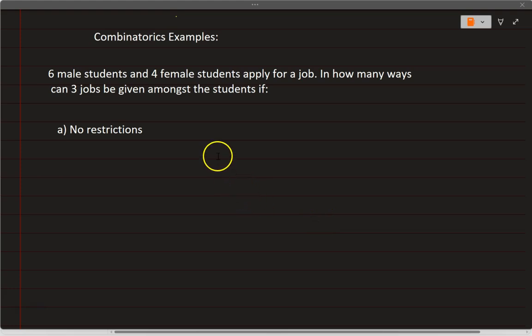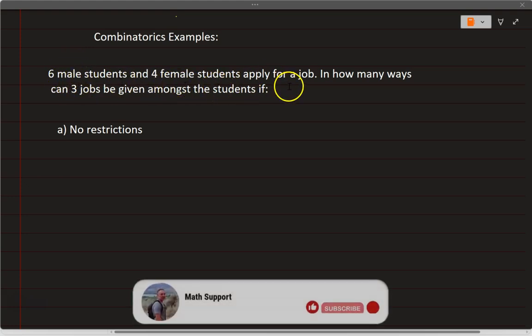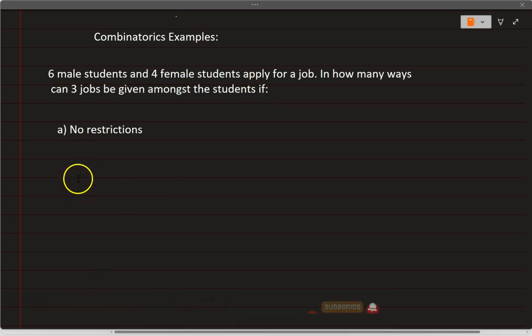All right, so in this lesson, we're going to go through more examples of combinatorics. Okay, example 1. 6 male students and 4 female students apply for a job. In how many ways can 3 jobs be given amongst the students if, and there are a few of them, I'm going to start with the first one, no restrictions. And then we're going to go through and look at the other part as well.